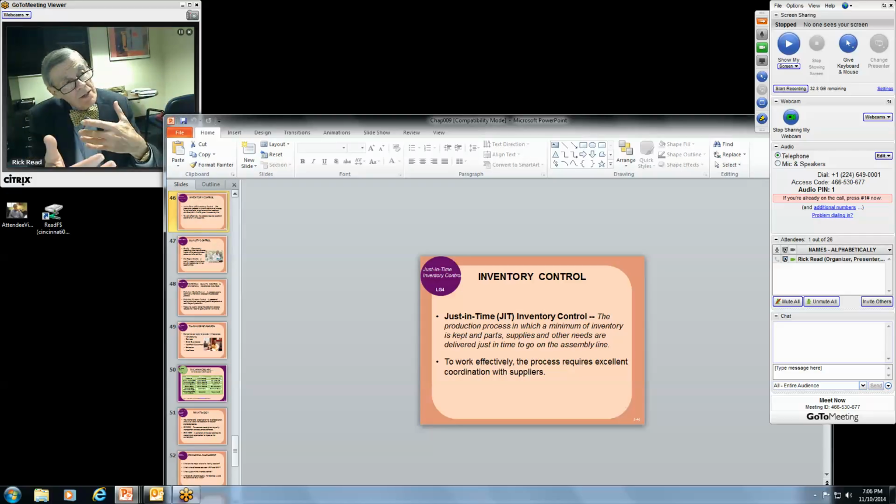So there's a coordination thing here. There's a trust thing here, built up over a period of time. One of the things Toyota does, for instance, when it's changing a product or doing something, it brings the suppliers in and says, this is what we do. Can you handle this?